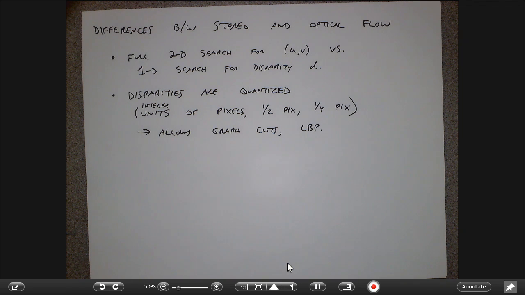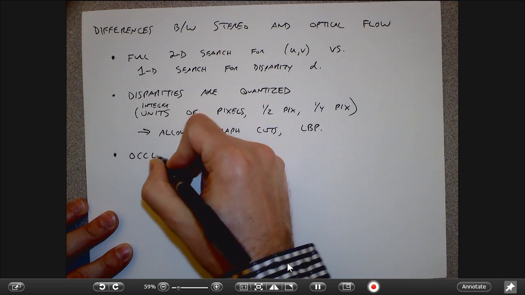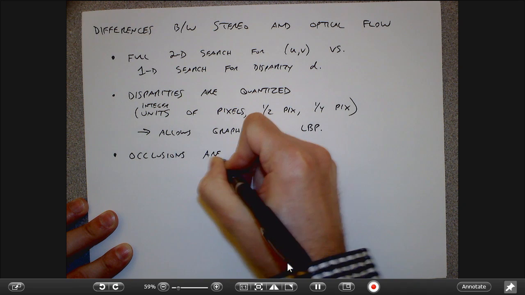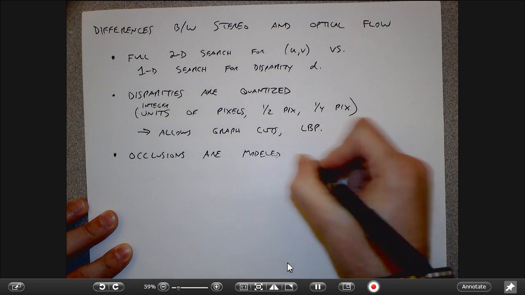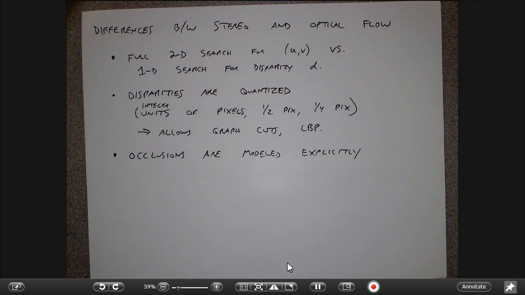So one thing that I swept under the rug in the optical flow part is what happens when you have occlusions. One thing I talked about in the optical flow section was that you could probably figure out that you had an occlusion because if you compute the flow vector forward and the flow vector backward, they don't match up. But that doesn't necessarily help you model the occlusions. And so one thing that happens a lot in stereo is that occlusions are modeled explicitly. Again, we'll talk about that a little bit in a second.